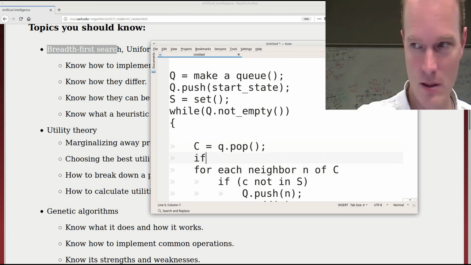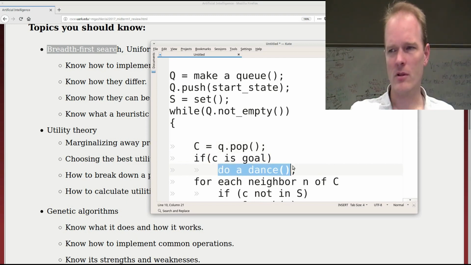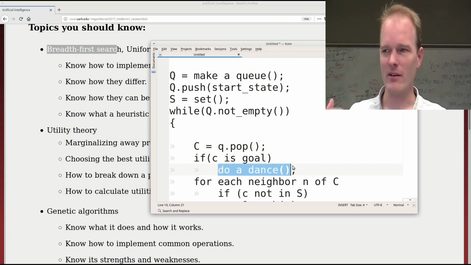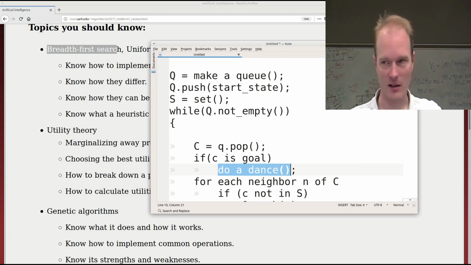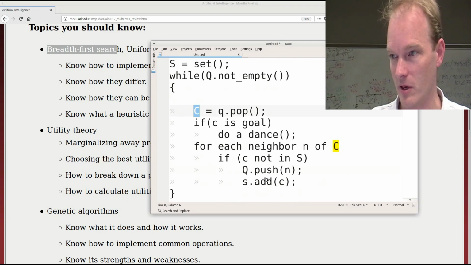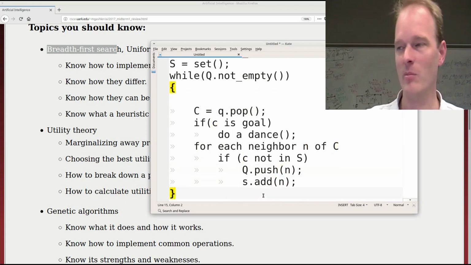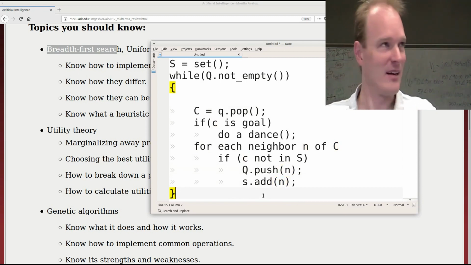how about here? If C is goal, then do a dance. You should certainly understand how to get from the goal back to the start state. How do you do that? Yeah, you should have been keeping track of how you get from each C to corresponding N. Oops, that should have been N. Oh, I made a bug in my pseudocode. I would have taken off a, oops, you made a mistake point for that.